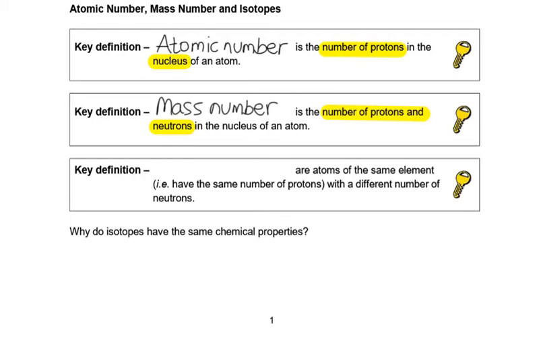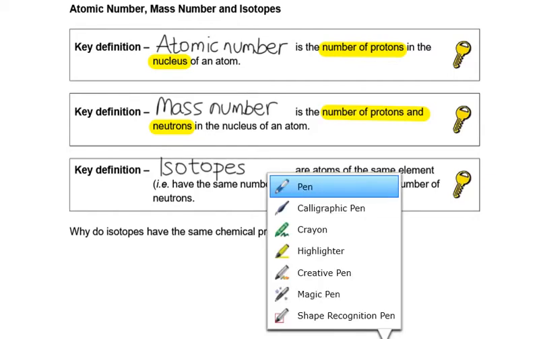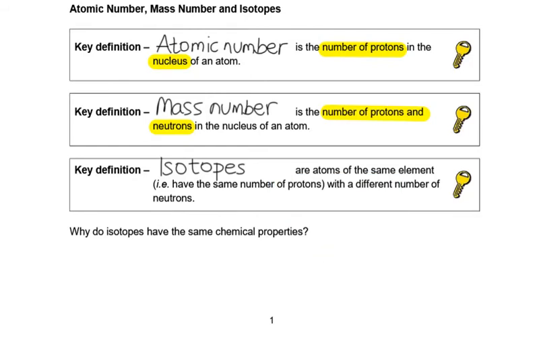And then our last one is isotopes. Isotopes, plural, are two or more atoms of the same element. Now if they're the same element, they will have the same number of protons, because everything that has 7 protons is nitrogen, everything that has 6 is carbon, but they do have a different number of neutrons, so the mass number at the top will be different.